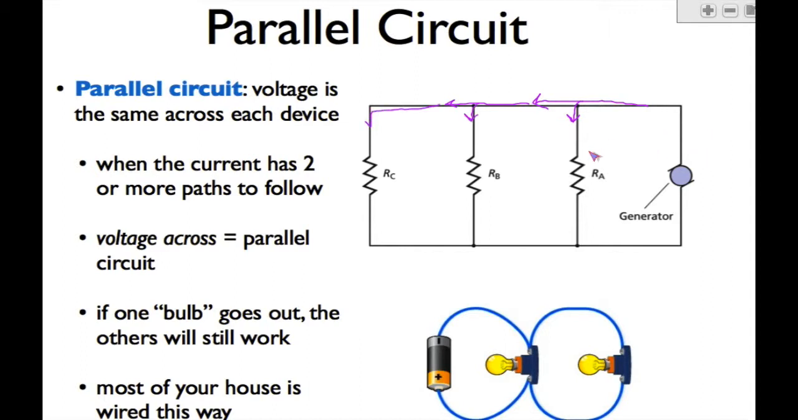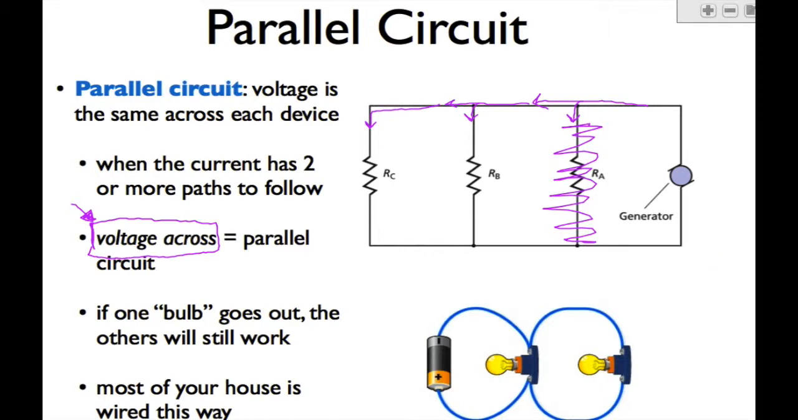And so when you see a problem and they don't tell you whether it's parallel or series, if you see the term voltage across, that means you're using a parallel circuit. This is how most things in your house are set up, because you don't want things in your house to be set up in series, because if one thing goes out, everything goes out. And so we set up our houses in parallel, because then if this thing stops working, the current can still get to the other items in your house. And so if one thing goes out, everything in your house won't go out.